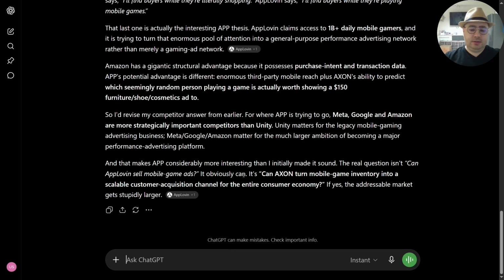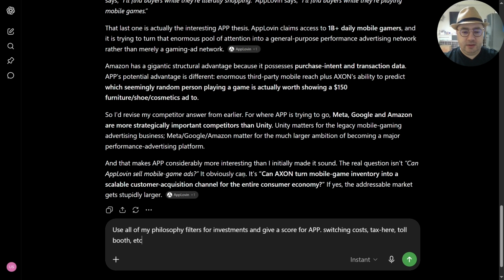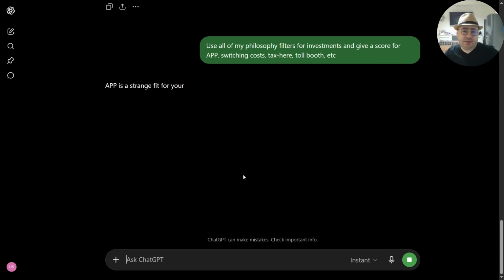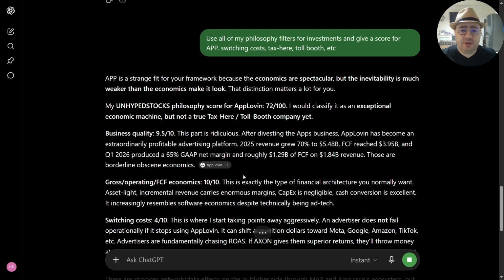Yeah, let's just ask ChatGPT philosophically. Use all of my filters and give a score for AppLovin. Switching cost, toll booth, etc. So I have like 10 filters, like 15 filters, and right now it used only 10 filters.